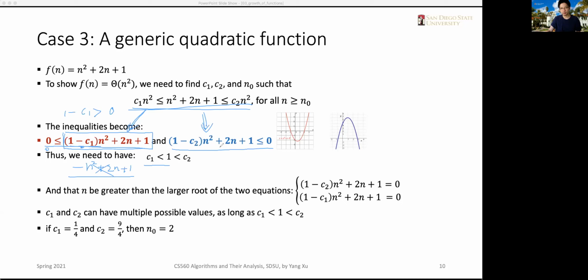And for the second inequality, the blue quadratic expression, the whole term should be smaller than 0. Then the quadratic coefficient, 1 minus C2, should also be smaller than 0, right? Because n can be arbitrarily big. And if C2 is smaller than 1, then this quadratic coefficient 1 minus C2 is a positive number. When a positive number is the coefficient for the quadratic term, this quadratic function will be ultimately increasing, right? So we must have C2 greater than 1. That's where we have the constraints here. Okay, so these two figures are to help remind you what shapes a quadratic function may have.